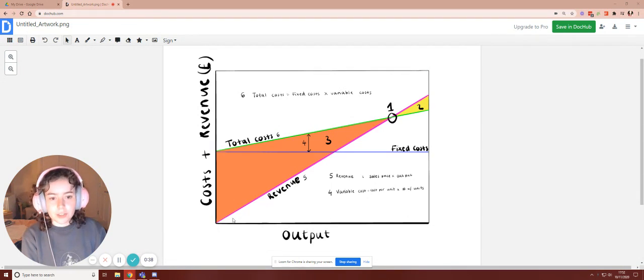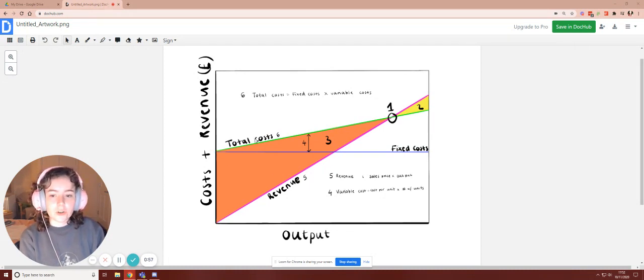Next, we have the revenue. So revenue goes up here on this pinky purple line. And if we look at equation 5, revenue is the sales price times by the output. So the output, say here, if it's 1,000, this would be 1,000 times whatever the sale price of your product is. Next is this green line.